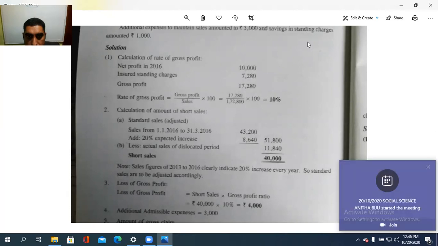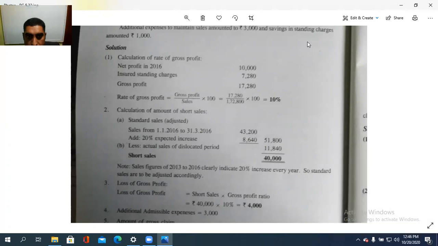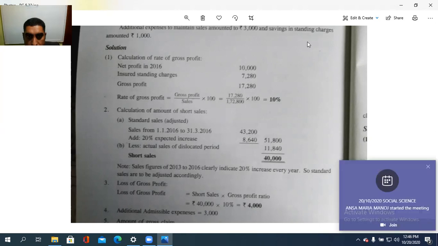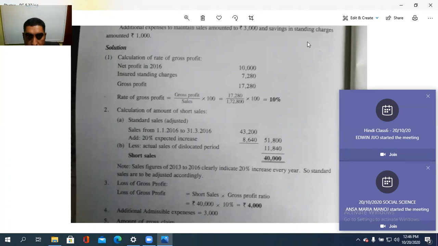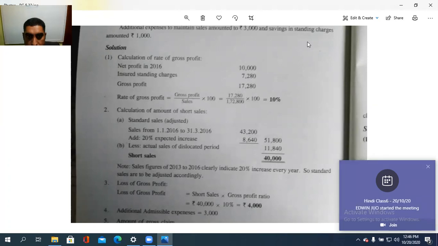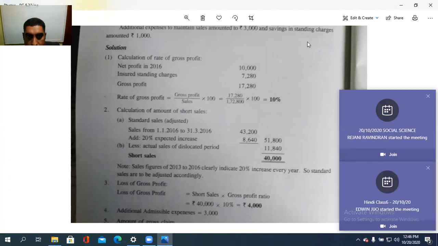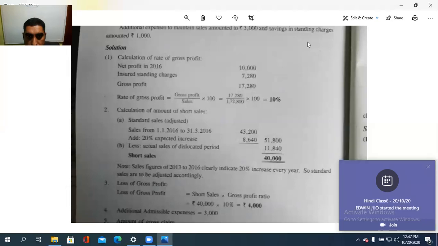So how much is the total? 51,840 less short. What is that? Sales for the dislocated or disrupted period, that is 11,840. So how much is the difference? 51,840 minus 11,840, so it is 40,000.